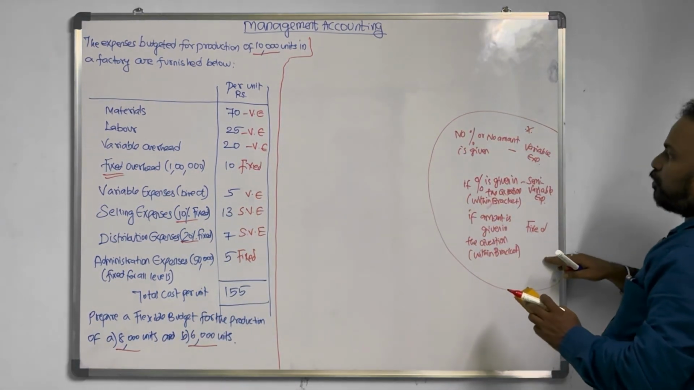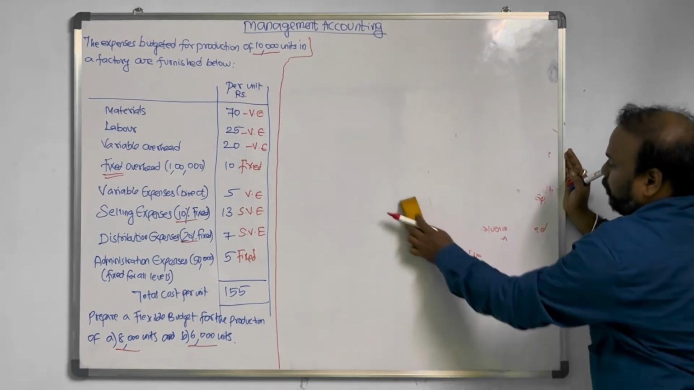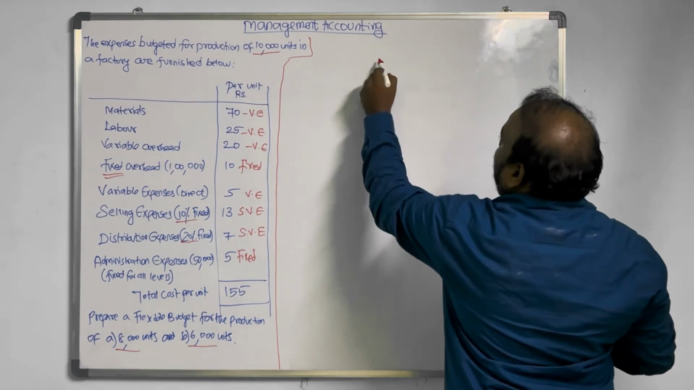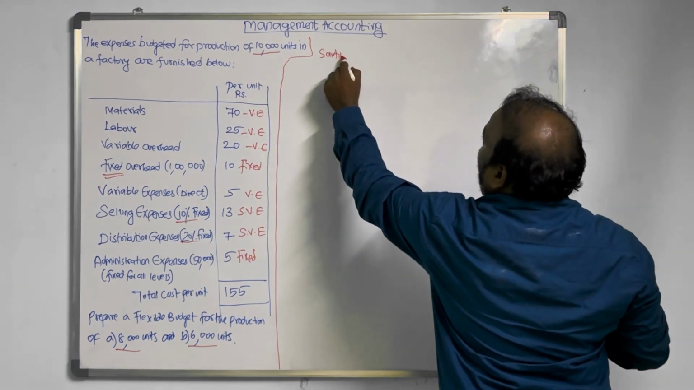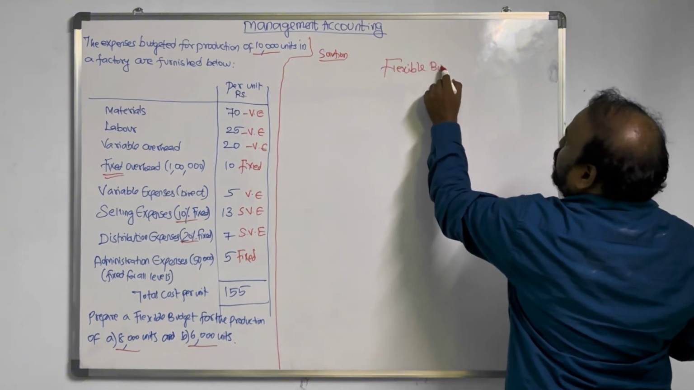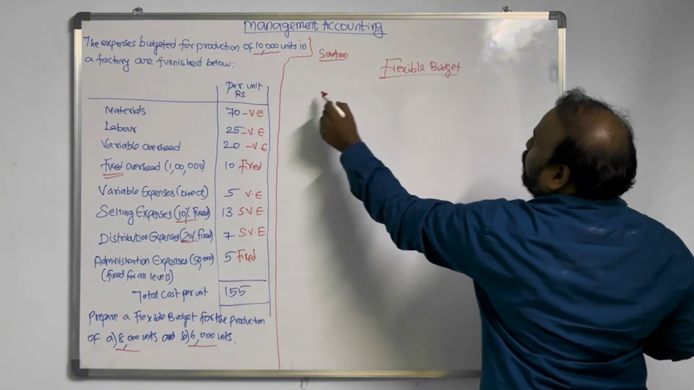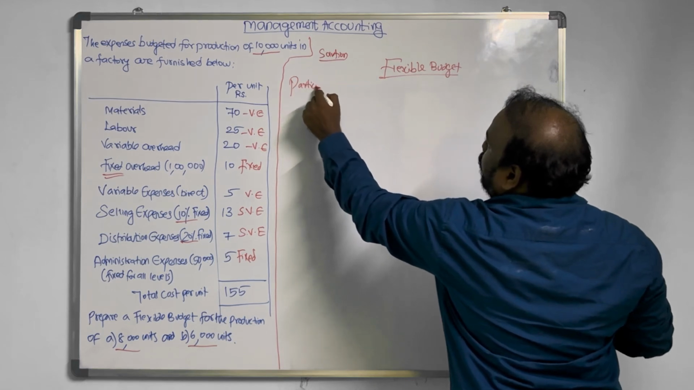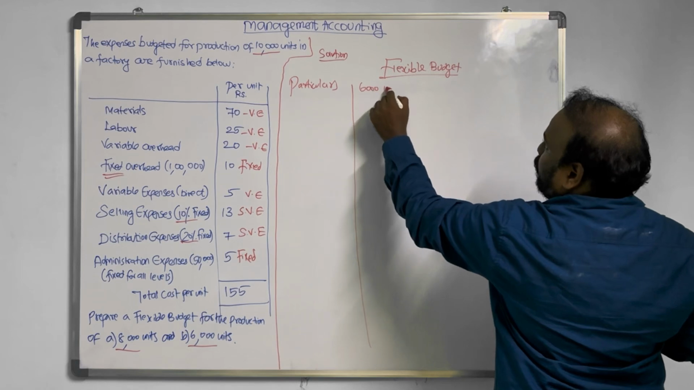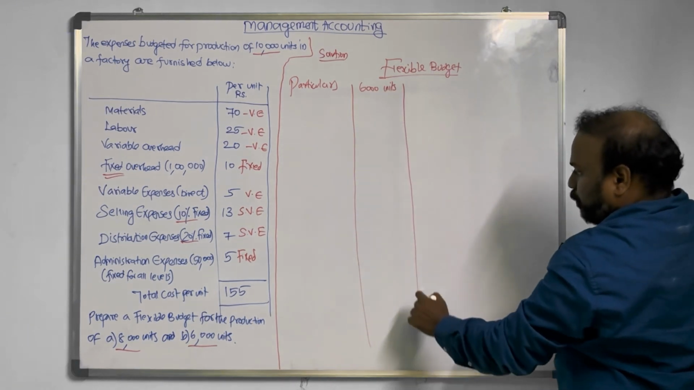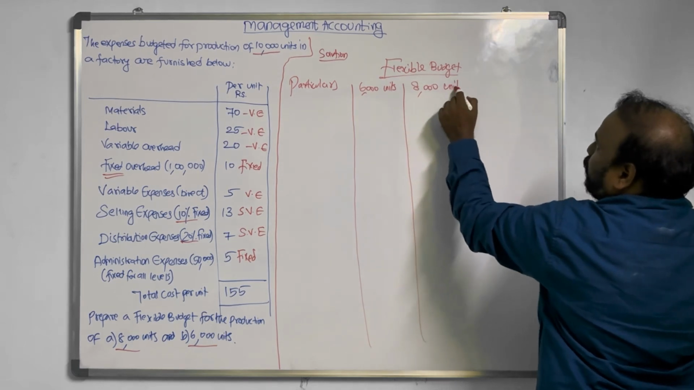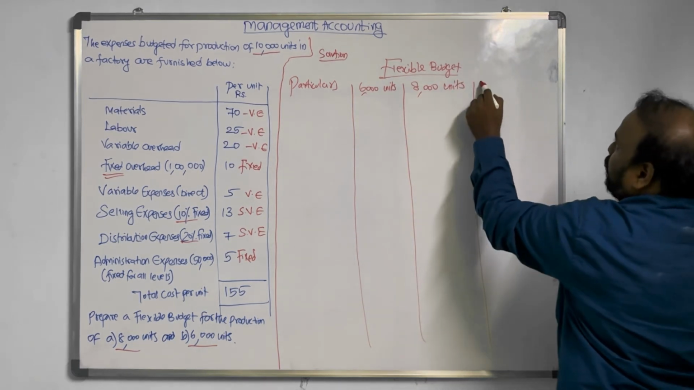So just look into this. Draw 4 columns. Write the solution. Flexible budget. First column is particulars. Second column is 6,000 units. Next is 8,000 units. Next is 10,000 units.